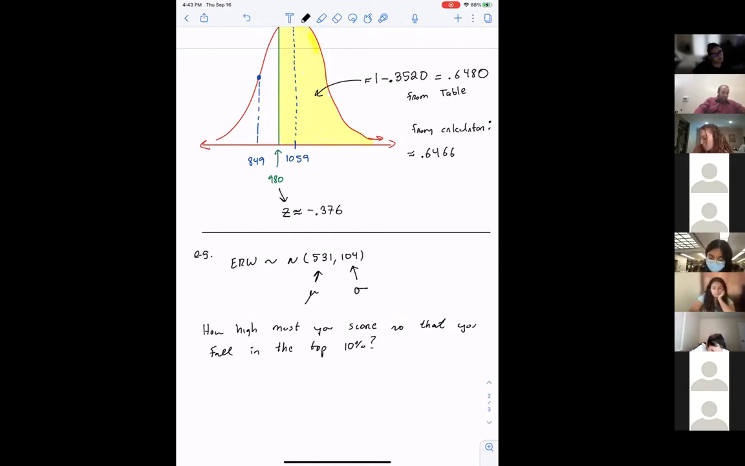And what you'll notice here, in comparison to the previous problem, is that it's essentially the exact opposite. Because in the last example, you had your data and you computed the likelihood of being to the right. You went from data to probability to proportion. Now we want to go backwards. We want to go from proportion to data. We want to calculate the actual point that you must fall on to land in the top 10%.